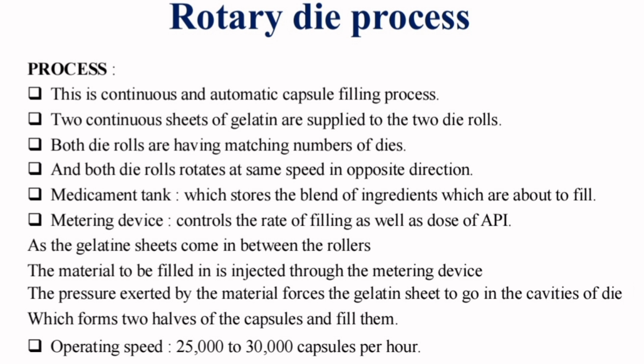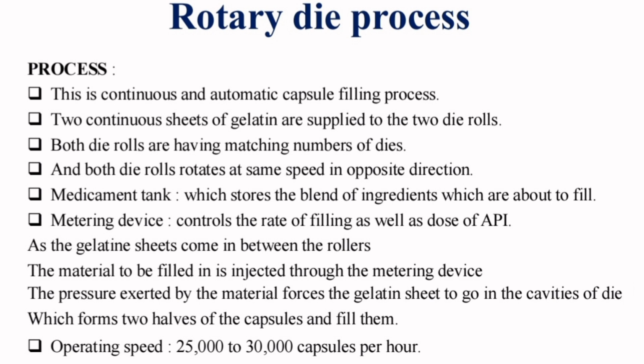Rotatory die process. In this process, this is the continuous and automatic capsule filling process. Two continuous sheets of the gelatin will be there, which is supplied to the two die rolls. Both the die rolls have the matching number of dies. Both the die rolls will rotate at the same speed in the opposite direction.